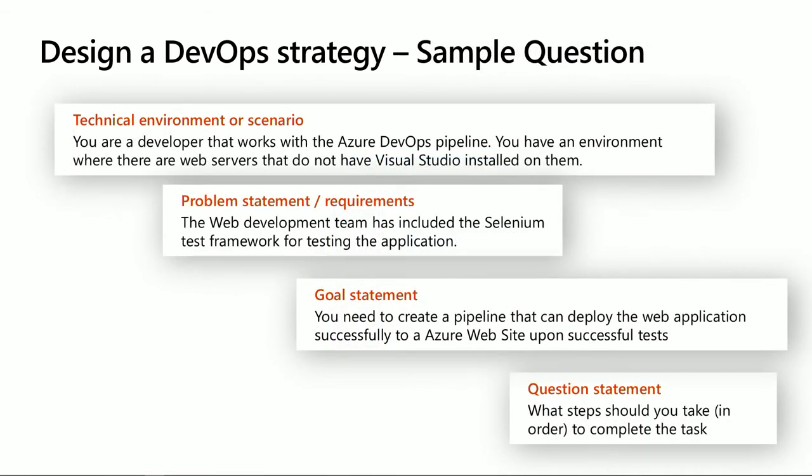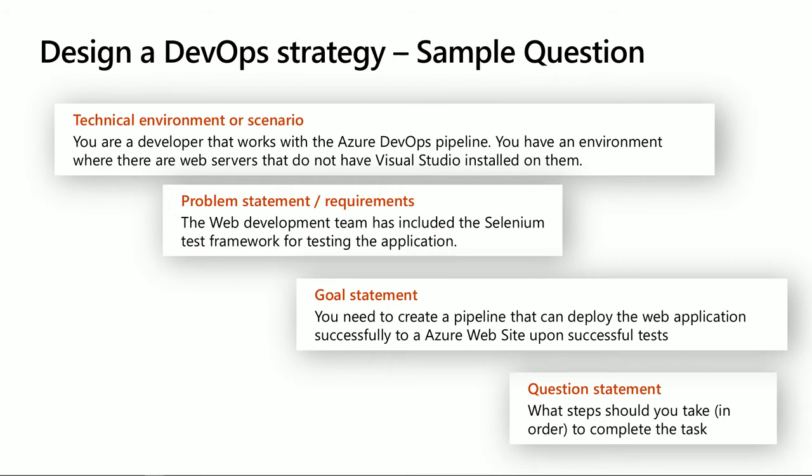So here's some sample questions. You're a developer that works with Azure DevOps Pipeline. You have an environment where there are web servers that do not have Visual Studio installed on them. The problem statement or requirements: the web development team has included the Selenium test framework for testing the application. The goal? You need to create a pipeline that can deploy the web application successfully to a website upon successful test. What steps should you take in order to complete the task?